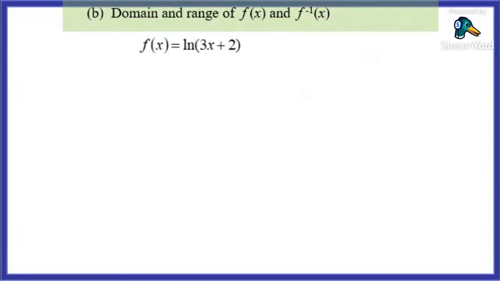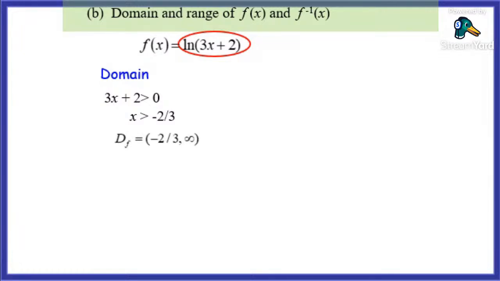So soalan B, cari domain and range of f and f inverse. Okay. Kalau untuk f, kita tahu dia adalah log function. Kalau ikutkan lecture 4 dah belajar dah macam nak domain untuk log function. Everything inside the log must be more than 0. Dia tak boleh kosong dan negatif. So 3x plus 2 mesti lebih besar daripada kosong. So x mestilah lebih besar dari negatif 2 per 3. So x must be more than negative 2 over 3, starting from negative 2 over 3, not included, up to infinity.